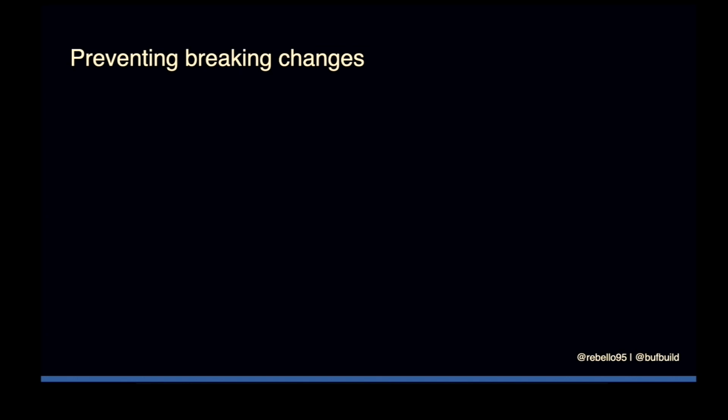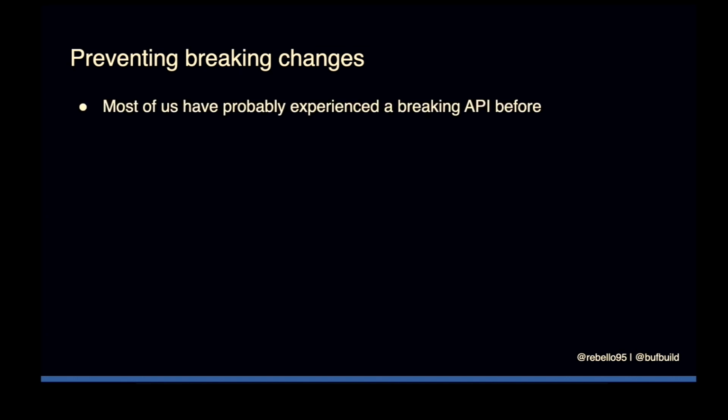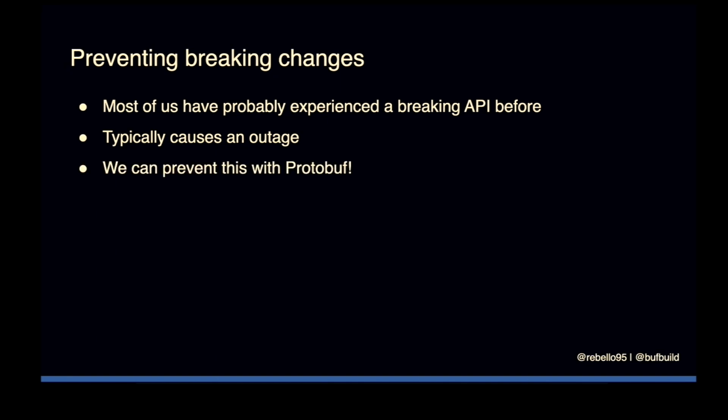The other thing I want to touch on is preventing breaking changes. Most of us have probably experienced a breaking API change before. This usually causes an outage and is probably a result of someone either deleting a field in a response, changing the type of a field, or otherwise modifying it in a way that clients don't support. And we can actually prevent this by using Protobuf. So we have a tool that we can use which prevents these changes from going out.